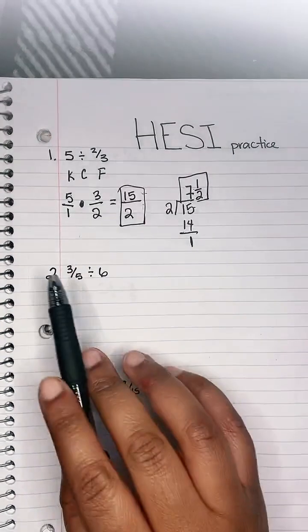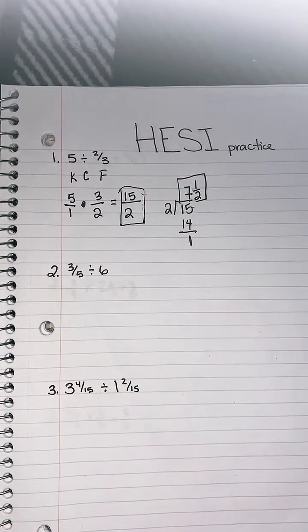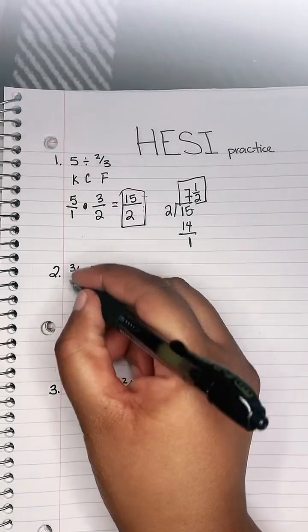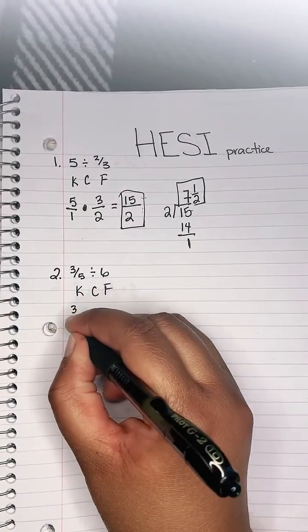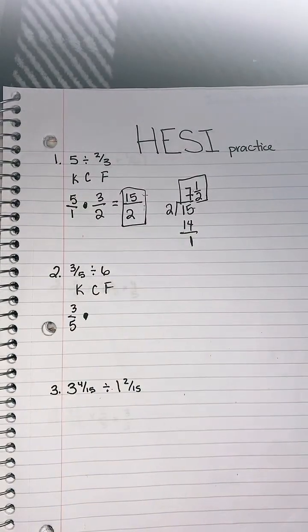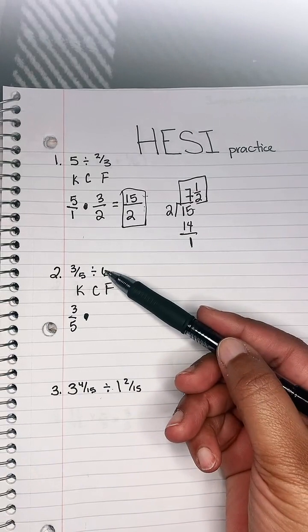All right, so let's look at this one, you guys. So we're going to keep, change, flip, right? So we're going to keep this 3 over 5, and then we're going to change this to times. Now, does anybody know how we flip this?